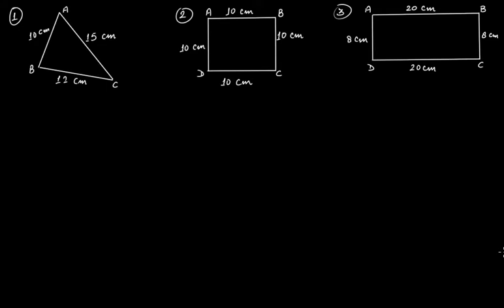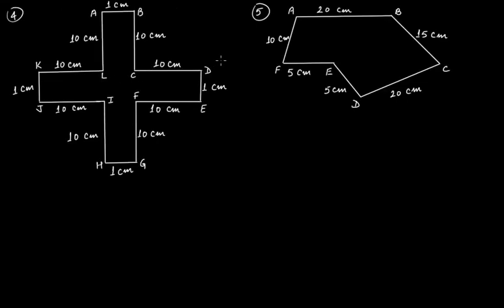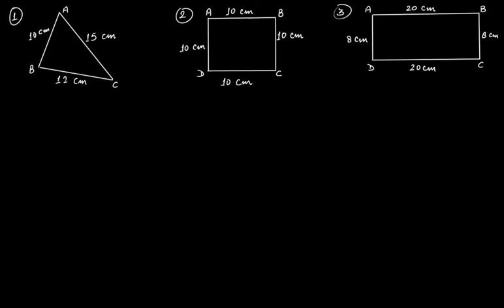What we have to do now is we have to find out the perimeter of these figures. So we have 3 figures here and we have 2 figures here. Now we know that in order to find a perimeter, what we have to do is we have to go one complete round along the figure.